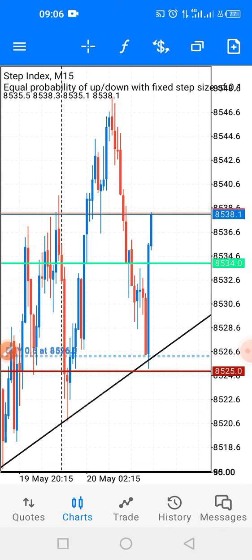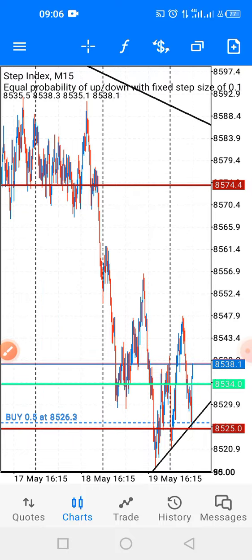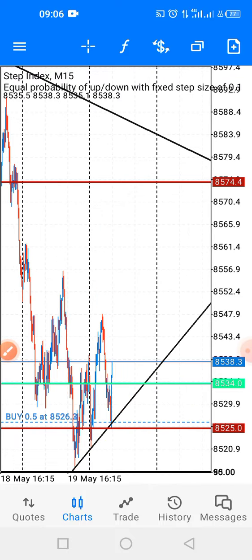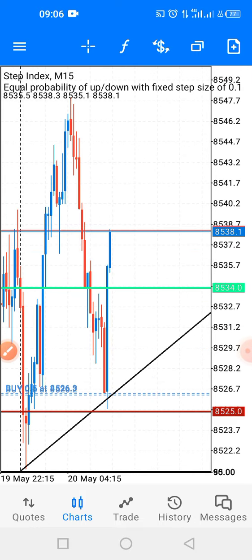Okay, so having said that guys, what are the steps that you need to take in order to be able to catch this powerful move in the market on step index?